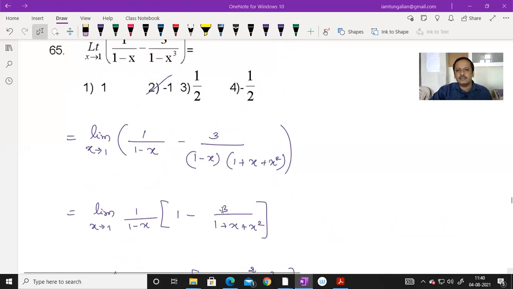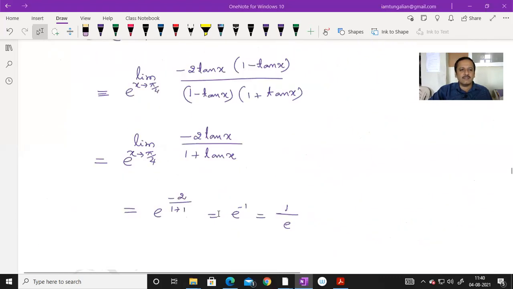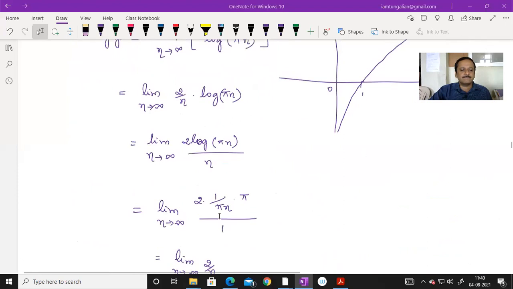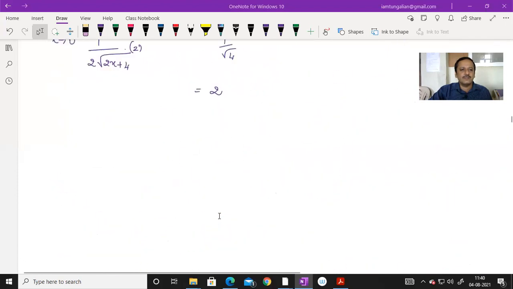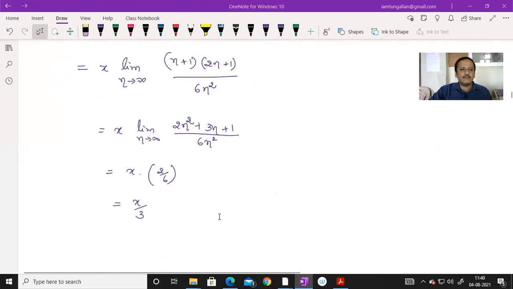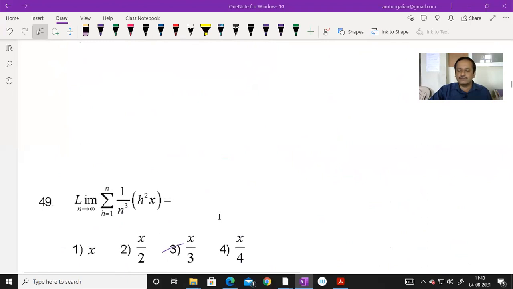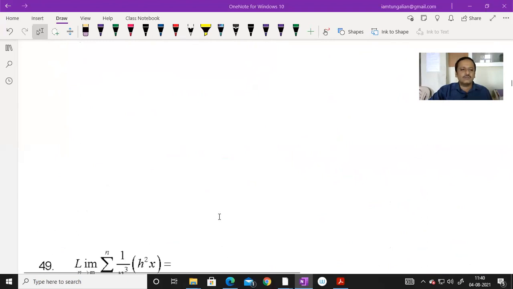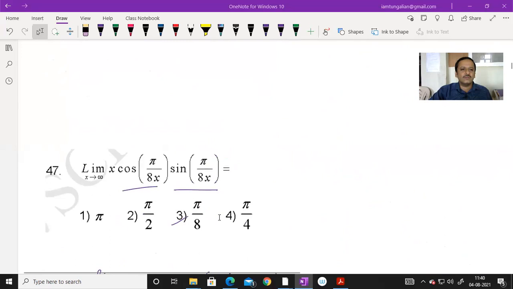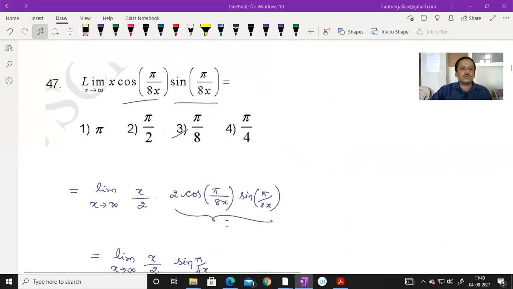Okay, then. So the next doubt is 47th question. 47. Limit x tends to infinity, x into cos pi by 8x into sin pi by 8x is equal to.